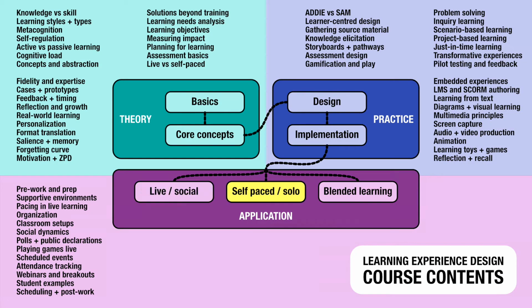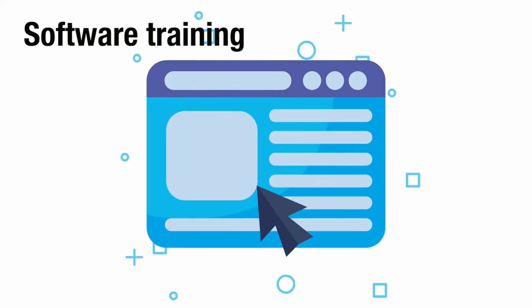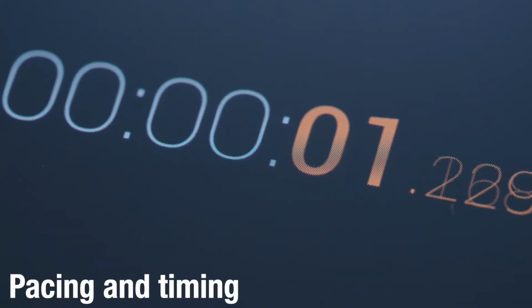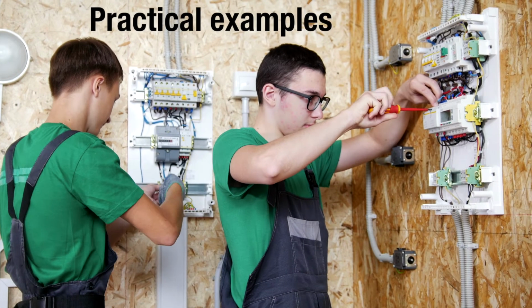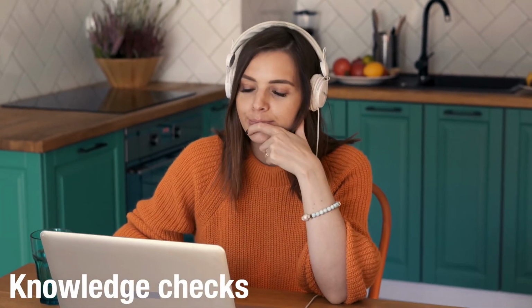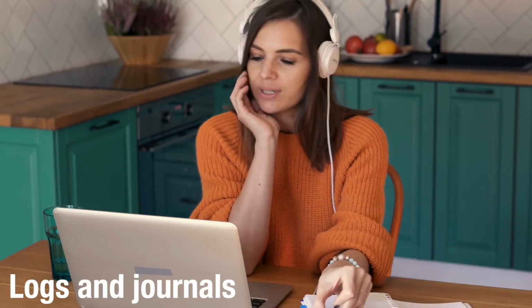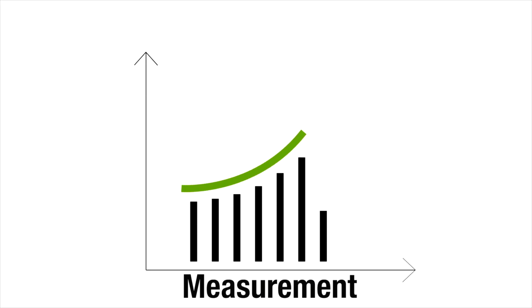Then we're going to take a look at self-paced online learning, which a lot of learning is, including this, which you're experiencing right now. So setting the scope and context, software training and practical assignments, pacing and timing online, starting with a challenge or surprise, which is very useful, using practical examples, the importance of knowledge checks, when to use reflection activities, when to use quizzes and flashcards, learning logs and journals in skill development, and ways of measuring skill development so that you see that the skills are actually getting better.